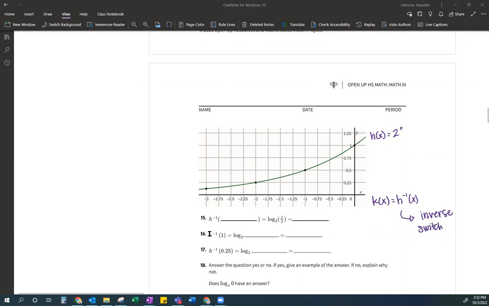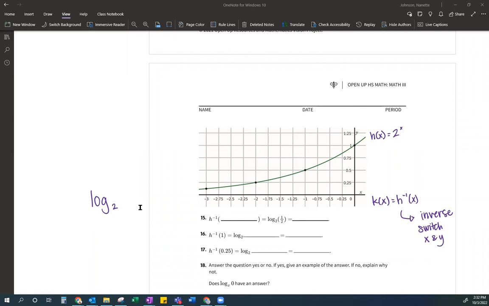Okay, so what does that mean? It says h inverse of what gives me log base 2 of a half equals to what? Okay, wait, what? So let's look at this part right here. This is its own little guy. Log base 2 of 1/2. Let me write that to the left really quick. Log base 2 of 1/2 is equal to what? That's what they want to know.